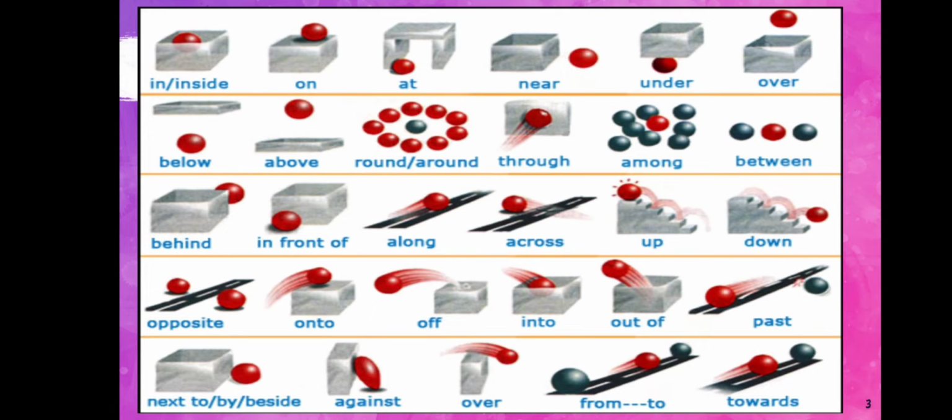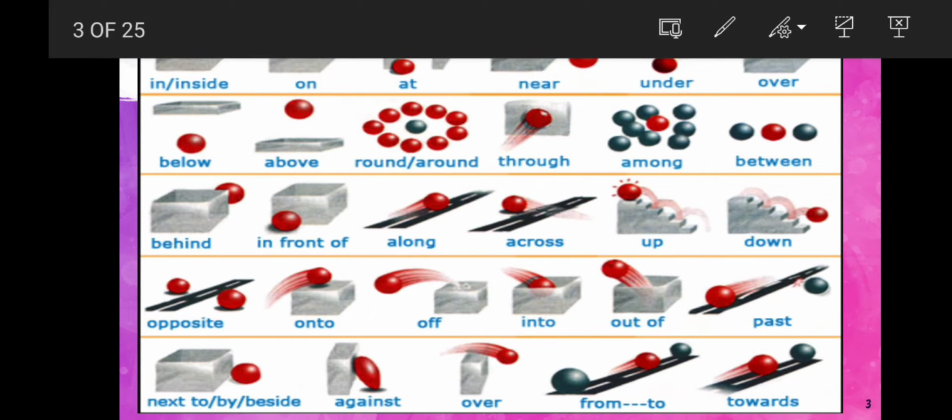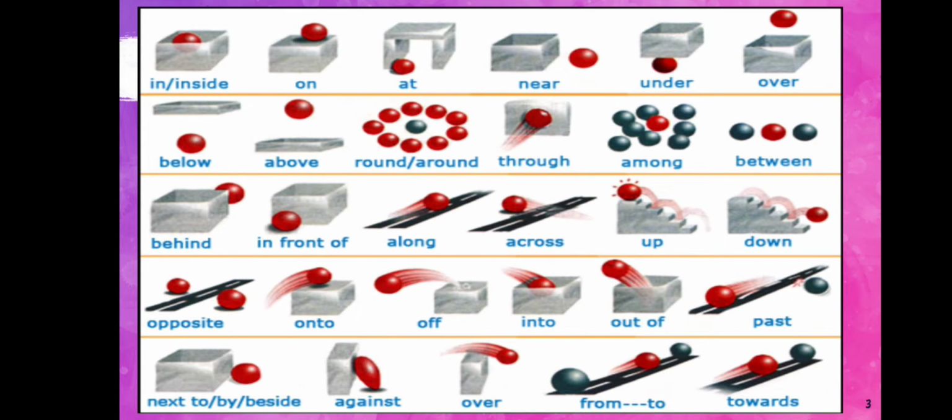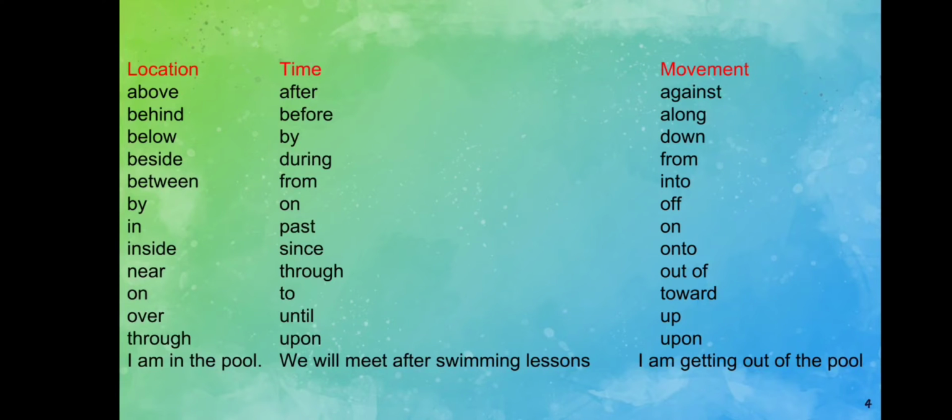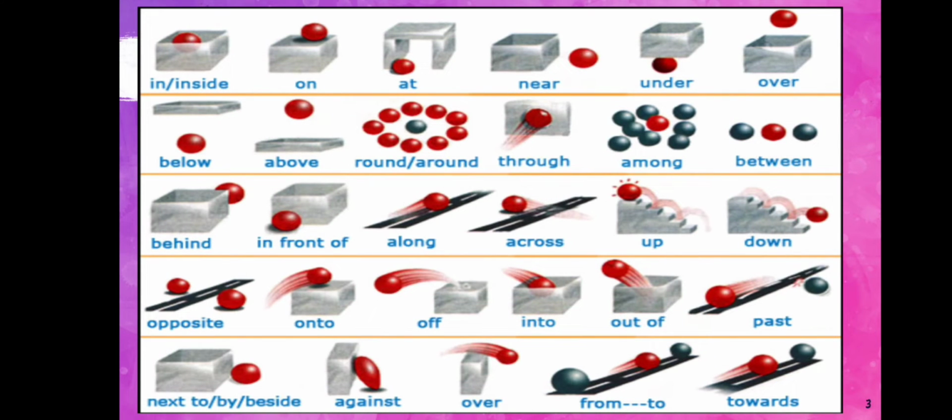Now from here to there, right? From, to. So the red ball is moving from one black ball to another black ball. Towards. When two are confronted, we can use: the ball is going towards the black ball. So these are the prepositions which you have to use in the sentences.